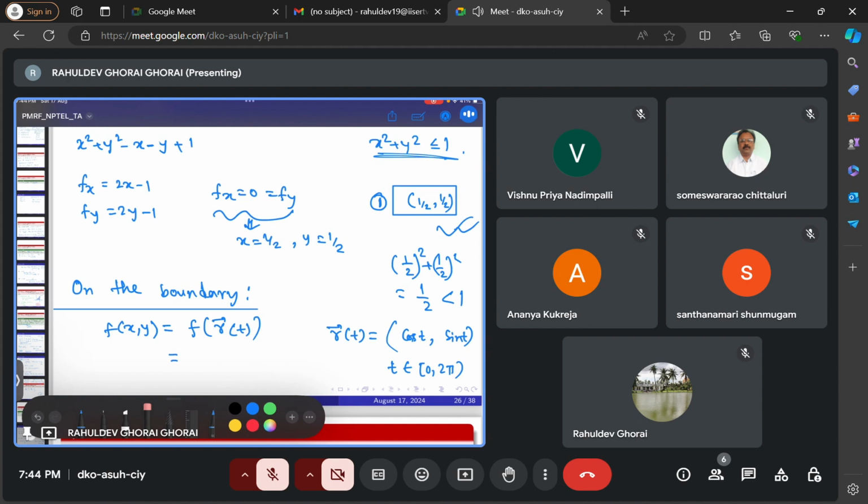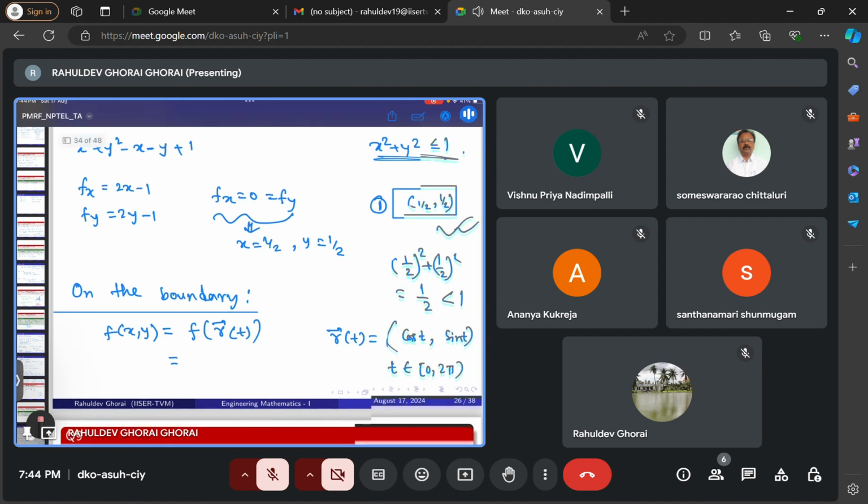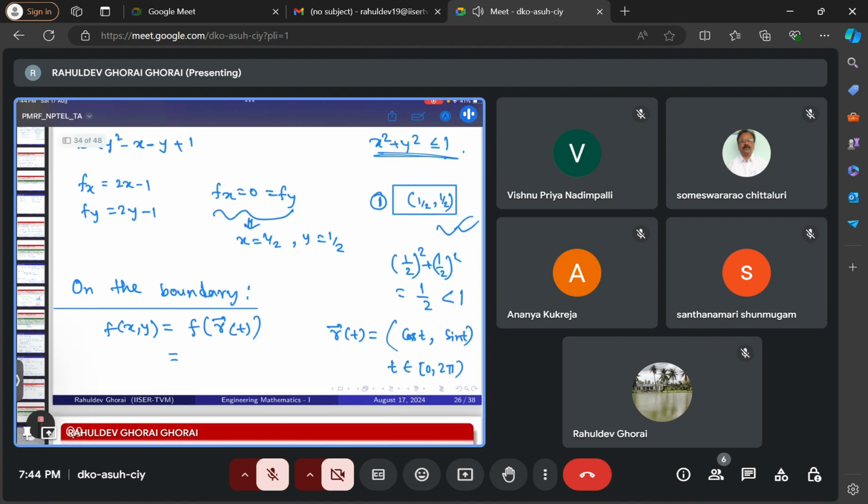Do you understand? For any point inside the circle you can parameterize like this, but as here r equal to 1, it will be cos theta, sin theta. So then x square plus y square will be 1, because cos square t plus sin square t will be 1. So 1 minus cos t minus sin t plus 1, it will be 2 minus sin t minus cos t. Right?